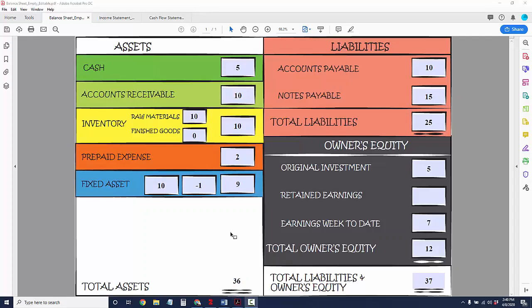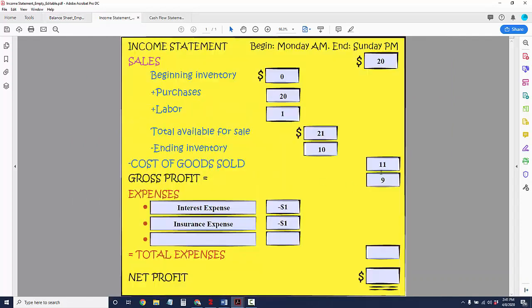Note that we are not in balance. Our total assets are not equal to our total liabilities and owner's equity. Remember that we said that expenses affect the balance sheet through earnings week to date. And the expense that we're facing here is the depreciation expense. So we had a depreciation expense of $1 that is going to reduce our earnings for this week. So we bring earnings week to date to $6. And that would bring total liabilities and owner's equity to 36, and it would bring us back in balance.